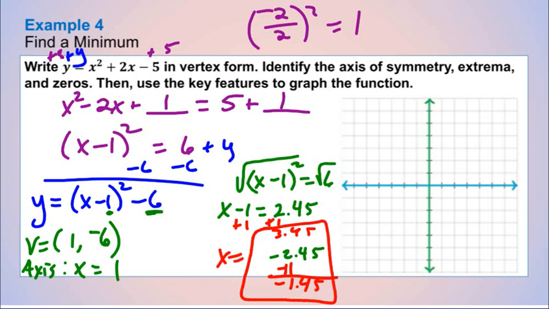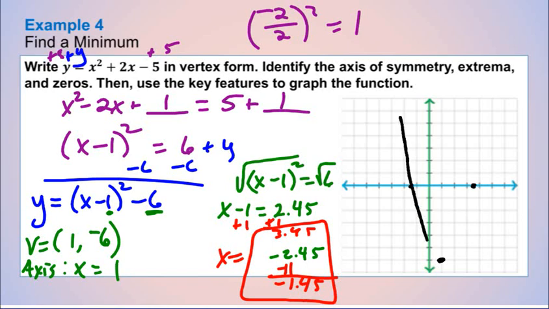Now I can graph all my points. So I have a point at (1, -6). That's my vertex. I now have my zeros at negative 2.45, so that would be roughly here. Let's see, no, my x is at negative 1.45, so that's roughly here. And then 3.45 would be roughly here.